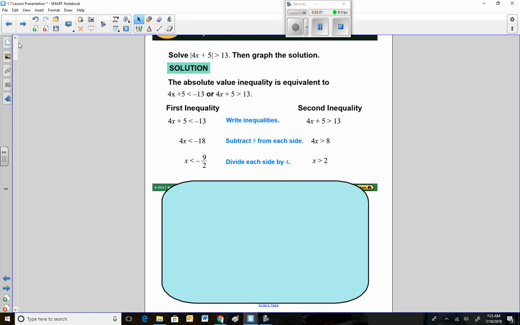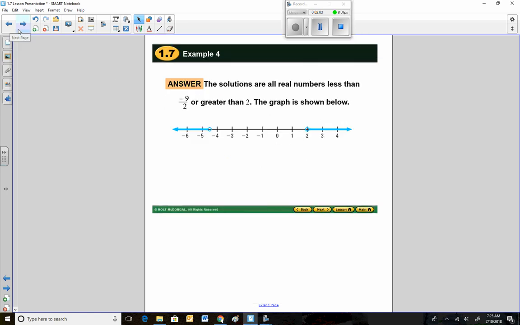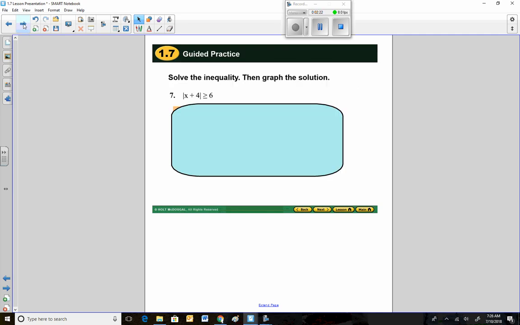And how do you graph it? Let's take a look. Here's the graph. It's an OR situation, so you'll see the arrows going both directions. It's not equal, so you have open circles. Now 9 over 2, you're like, well, what is that? It's about 4.5, so we go negative 4.5, 4.5 over. All right. Now, same thing as what we've already been learning, so give this a try.